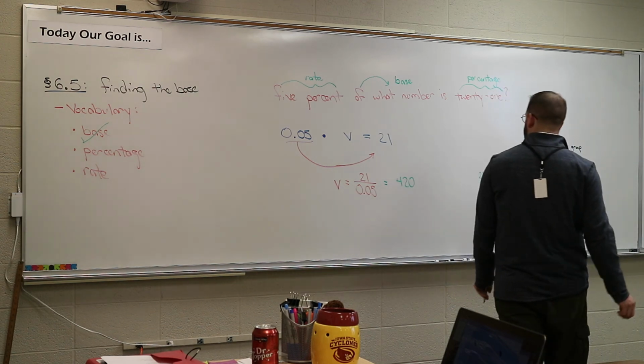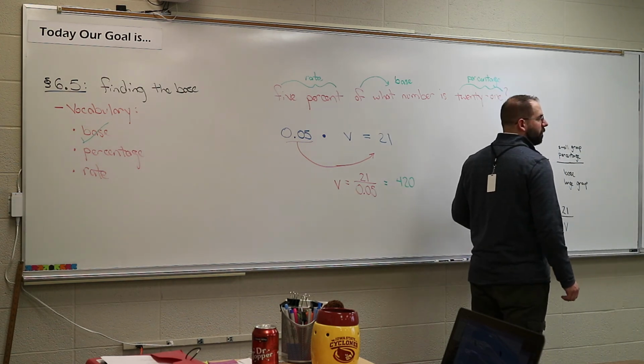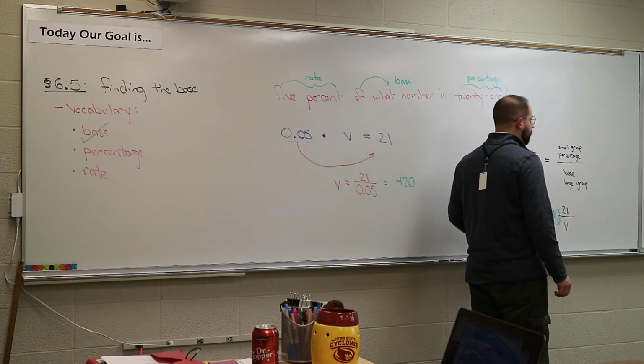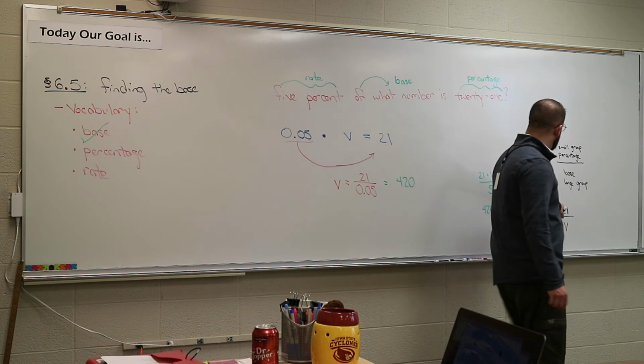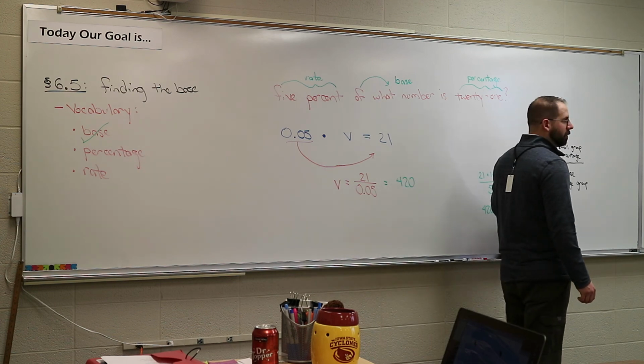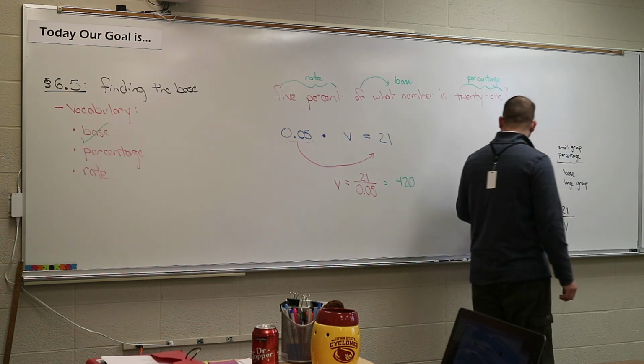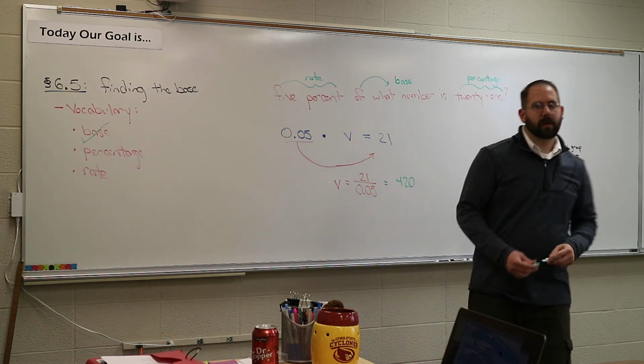So what do we get? It was 21 times 100, and then divide by 5. 420. Boom. It's the same answer every time. Okay.